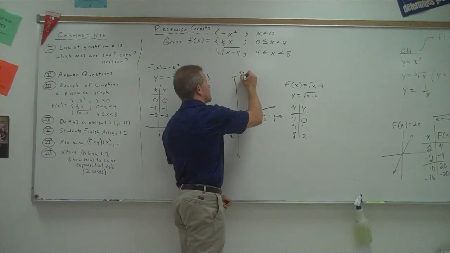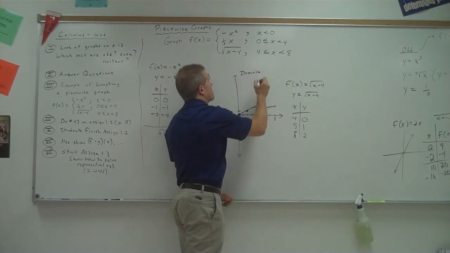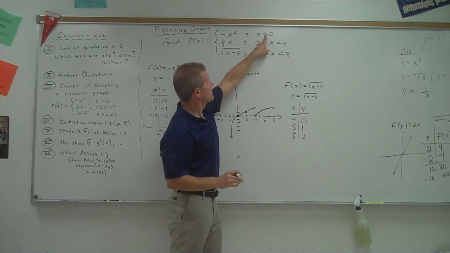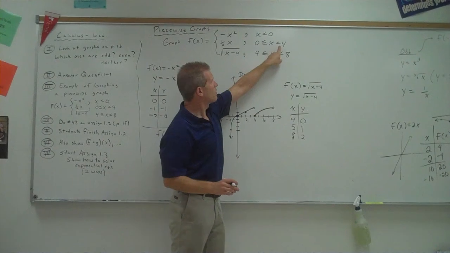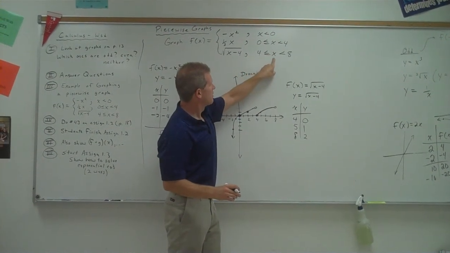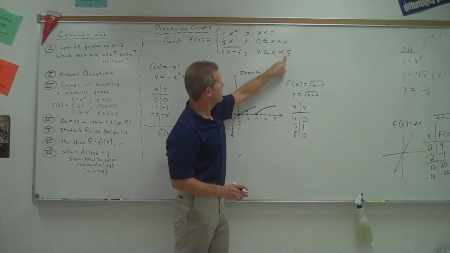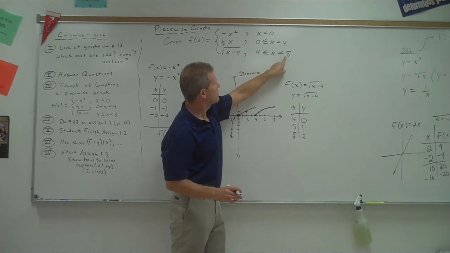Now you might also be asked to give the domain and range. The domain: I'm using all the numbers less than 0. I'm using 0 right there, up to 4. Oh, there I'm using 4. I'm using everything up to 8. So I'm using everything below 8.